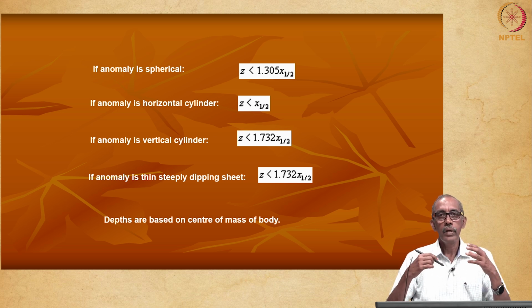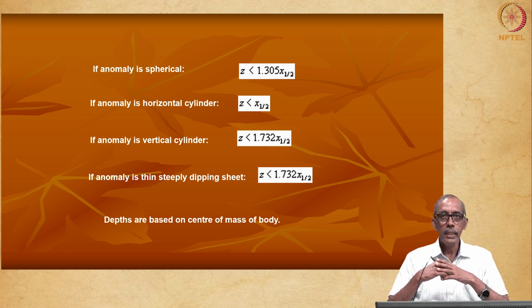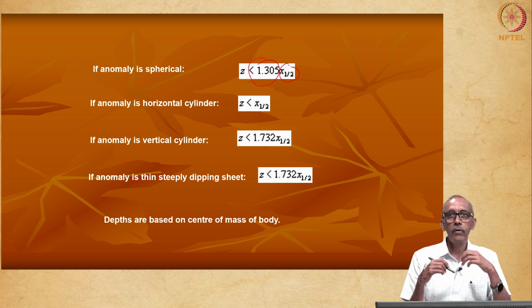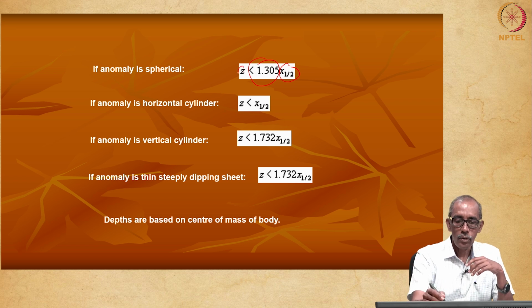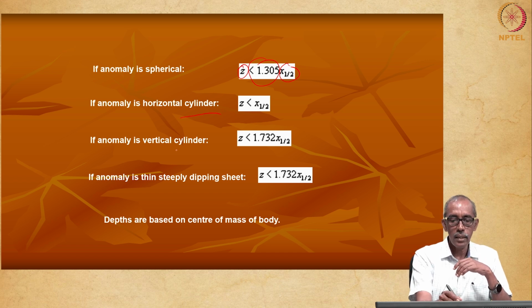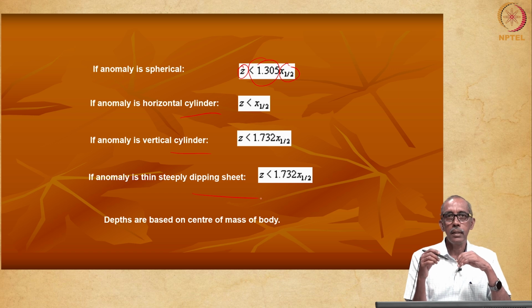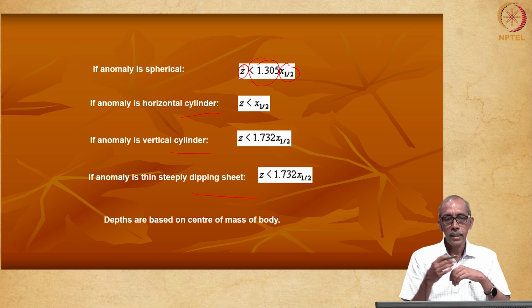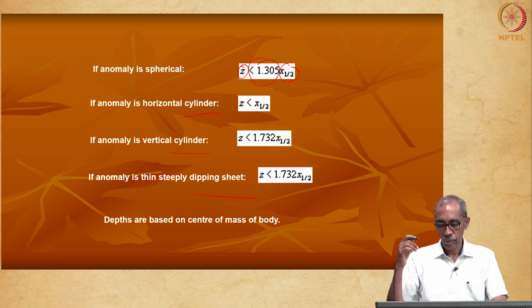That means how we are able to estimate the limiting depth of differently shaped anomalous bodies below the surface of the earth. That is based on half anomaly width. Half anomaly width multiplied by 1.305, if it is a spherical ore body, is going to be the limiting depth. That is, until that depth the anomalous ore body is expected. Similarly for a horizontal cylinder, vertical cylinder, and steeply dipping sheet of anomalous body. This is what we had seen in the previous lecture.